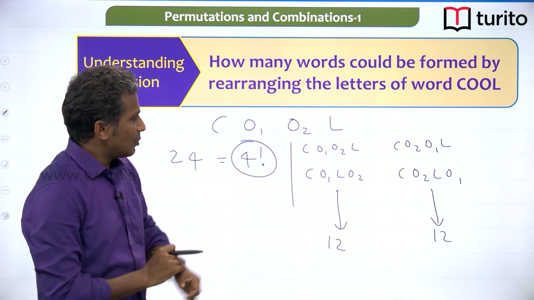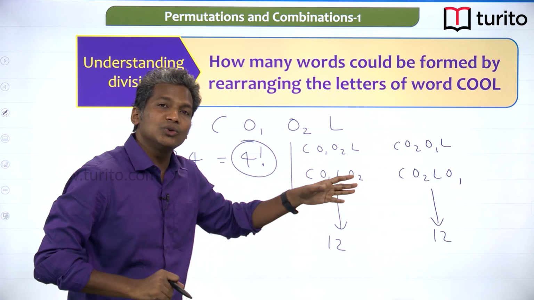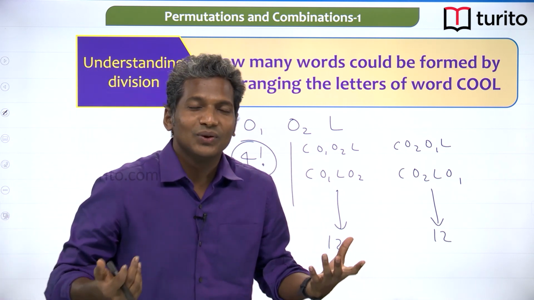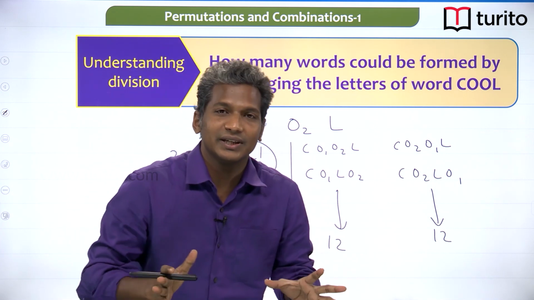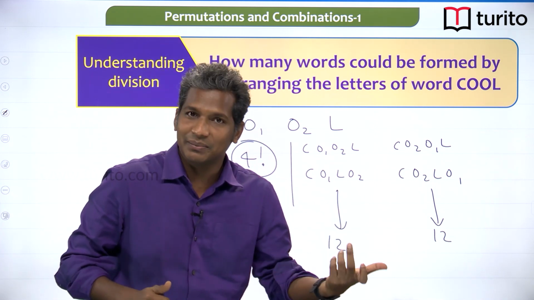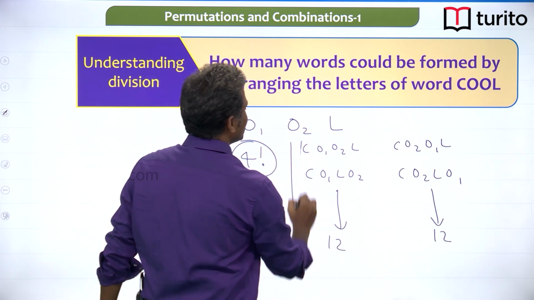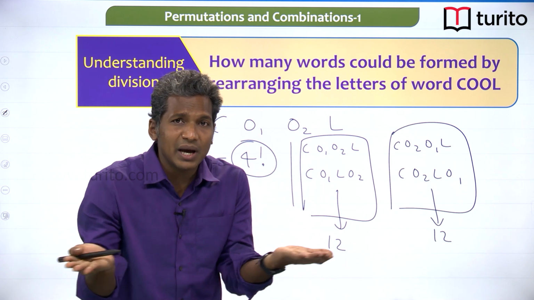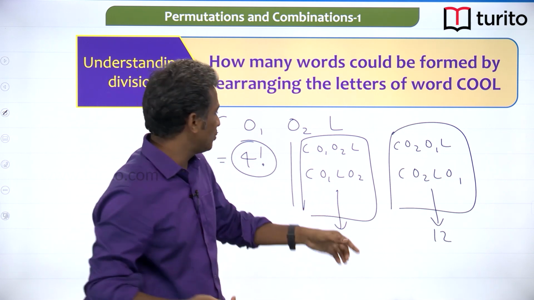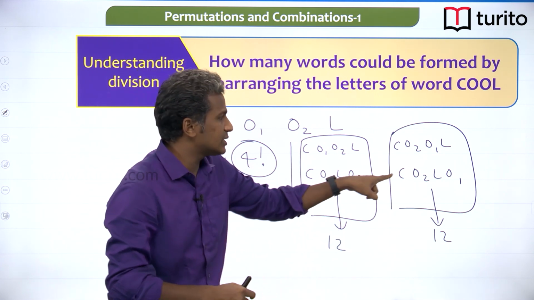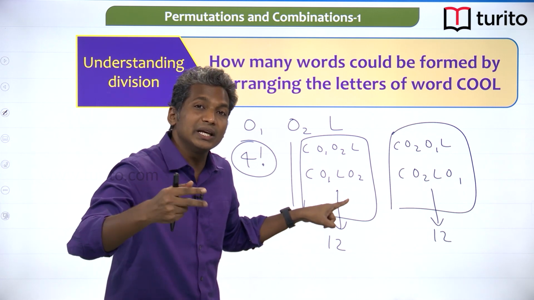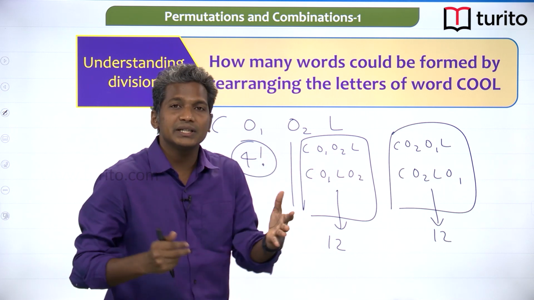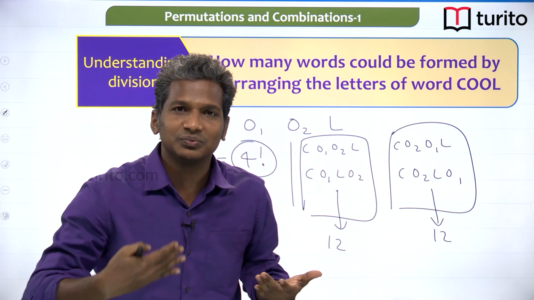But O1 and O2 are not actually different, O1 and O2 are actually the same. So, that means this group and this group will be exactly the same as each other. If I remove the numbering 1 and 2 from here, these arrangements and these arrangements will look the same to you.